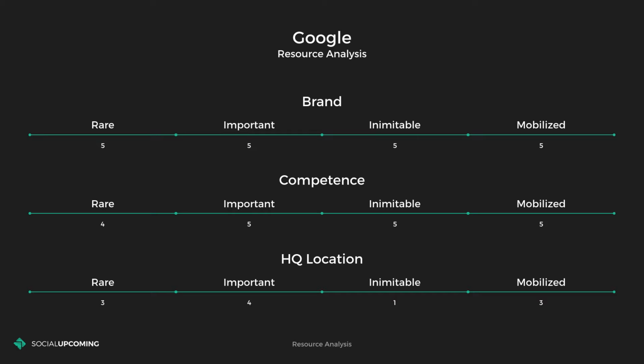Now over to competence. Google sits with a lot of people and with knowledge that is rare, but you can also find this type of competence elsewhere. It is definitely important, because the competence that they have is the source that develops the ideas that they come up with. It is also inimitable because you can't copy people.